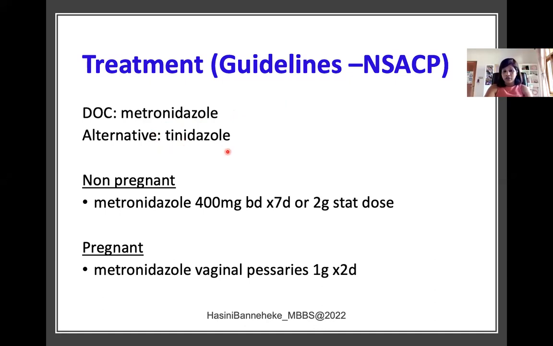Alternatively, we can give tinidazole, again the same group of drug, but of course it's more expensive than metronidazole. Now I have given you the dosages which we prescribe, but we never ask you the dosages except for medical emergencies. You don't have to know these, because when you start practicing, you can initially look at the book and prescribe, and later on you will remember automatically the dosage and the duration. So you don't have to know, just know the name of the drug, that's enough.